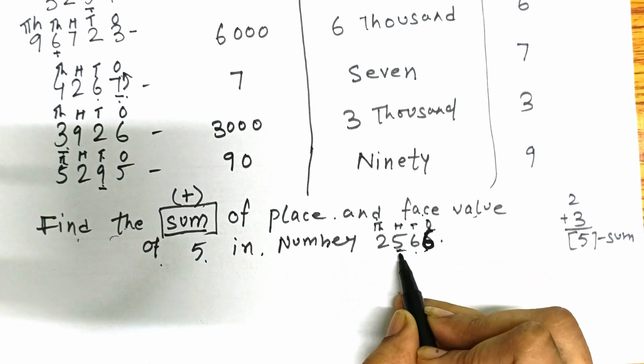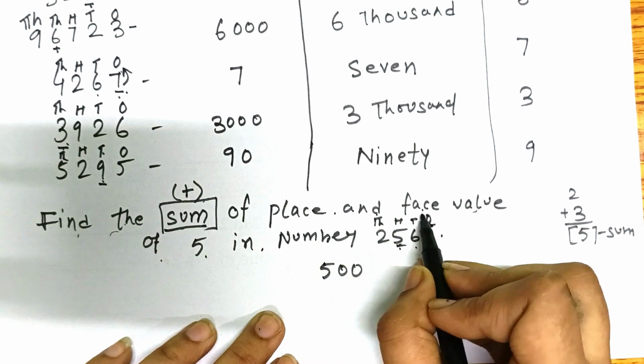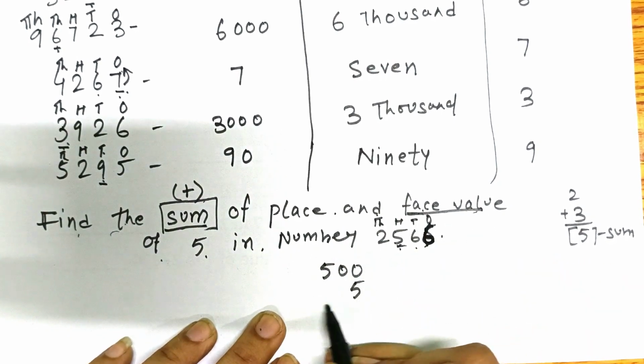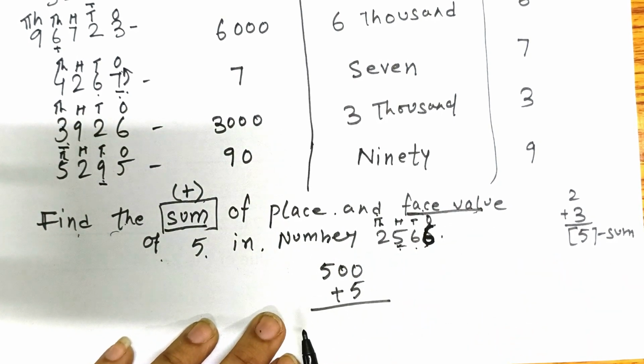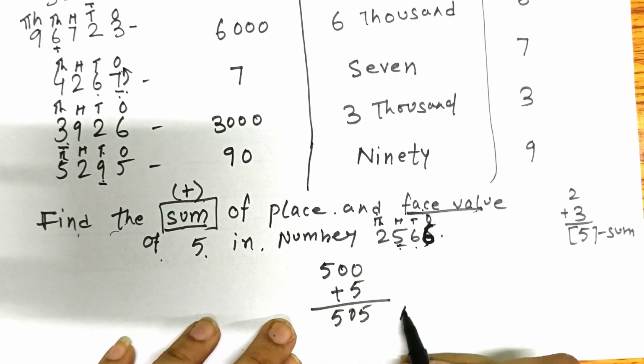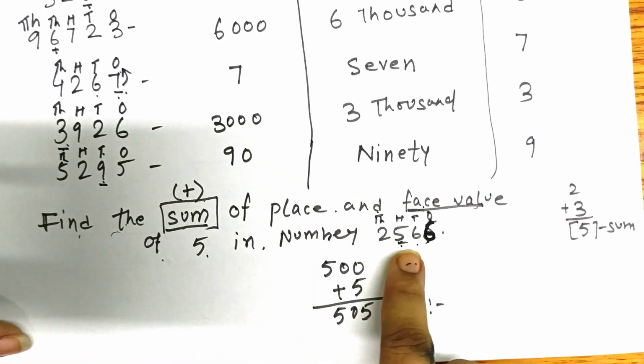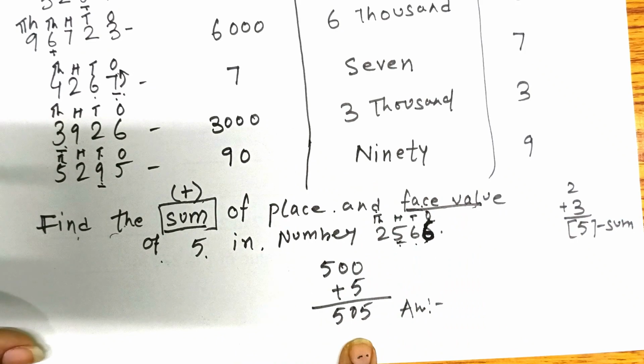So the place value of this 5 is 500, and the face value of this 5 is the number itself. Okay, and now add this one. So this is 500 and 5, which gives 505. Okay, so this is our answer. This is the addition, the sum of the place value and the face value of the digit 5.